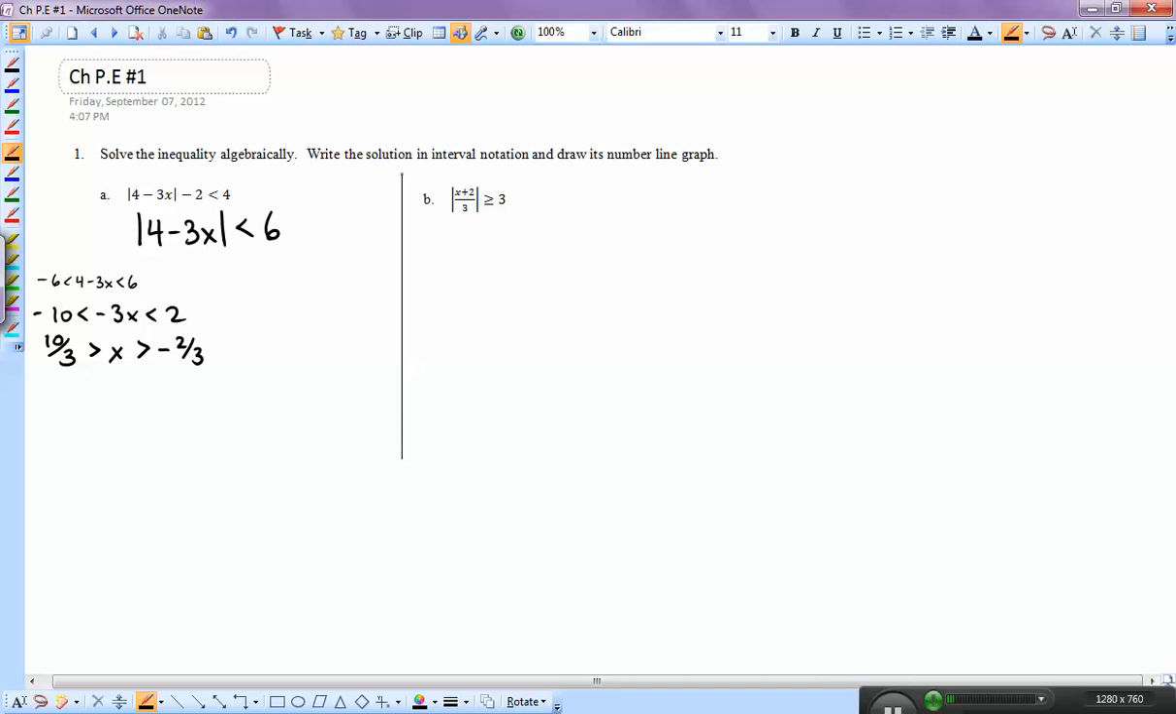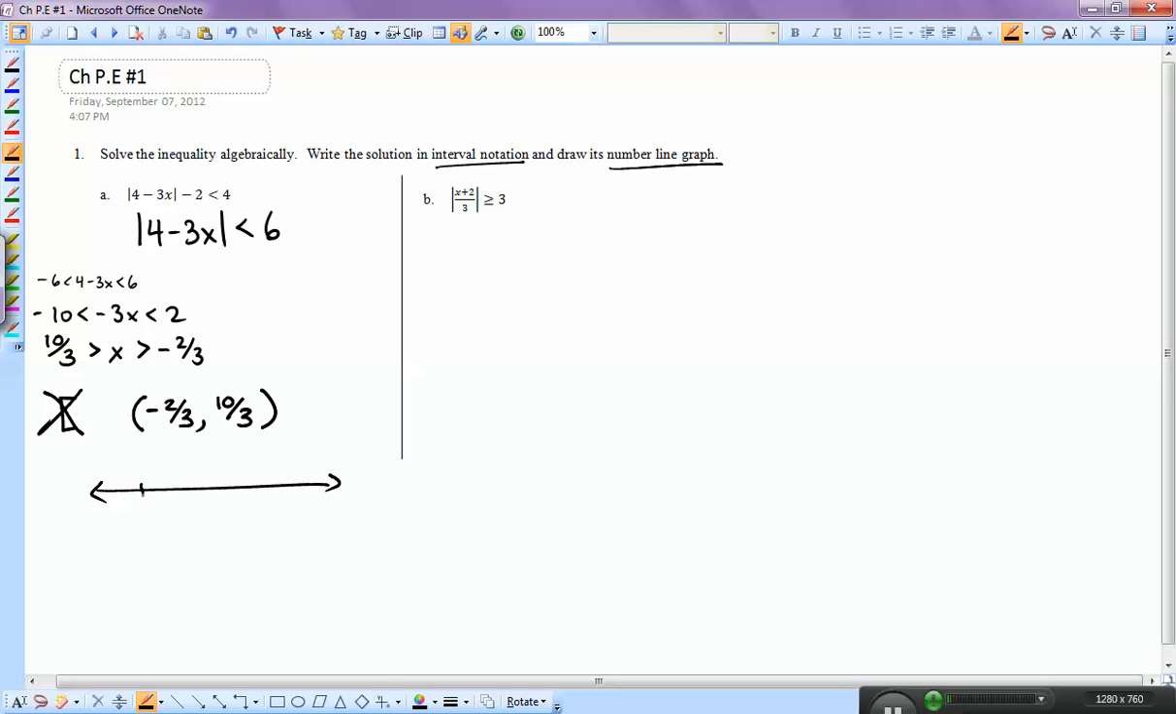So we need to write the solution in interval notation and draw the number line. Well, in interval notation, since it's not inclusive, I'm not going to use the brackets. Instead, I'm going to use the parentheses. The low number is negative 2/3. The high number is 10/3. And then on a number line, this would look like this. Here's negative 2/3. Here's 10/3. It's open dots, and it's everything in between.